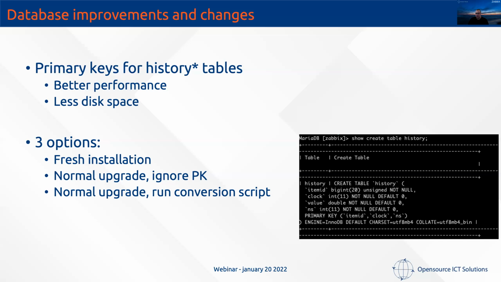In order to get those primary keys going, because the older versions are not really supporting it, we have actually 3 options. Doing a fresh installation, and the new database will have primary keys. But then you don't have the historical data. We can do an upgrade, just a normal upgrade, how we should upgrade it normally. There's a webinar tomorrow about it. And then run a conversion script. Or, of course, the middle option, normal upgrade, ignore the primary keys. And then you won't benefit from that better performance or less disk space usage.